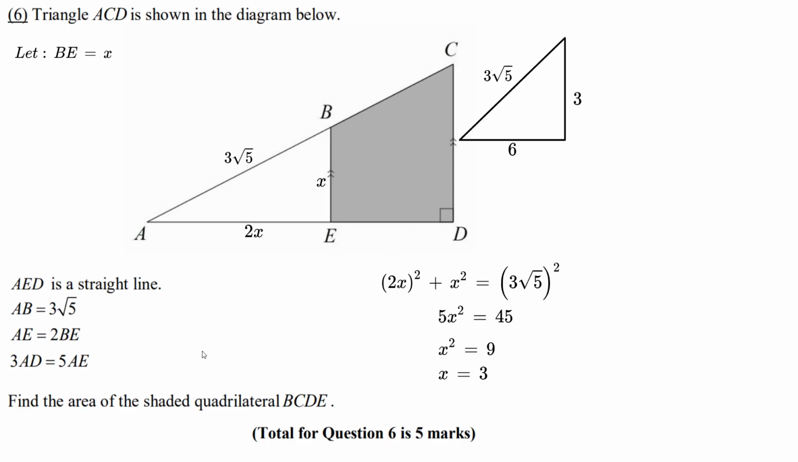So let's use the second bit of information. So we know what AE equals now. That equals 6. So we're saying 5 lots of 6 equals 3 lots of AD. So 6 times by 5 is 30. So 3 AD equals 30. That means AD must equal 10. Okay, so this full line is 10.